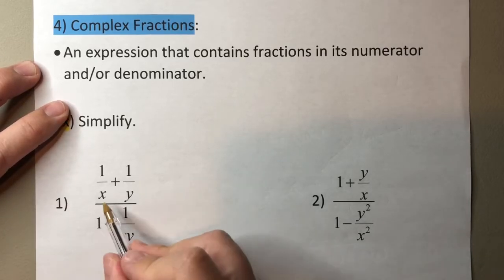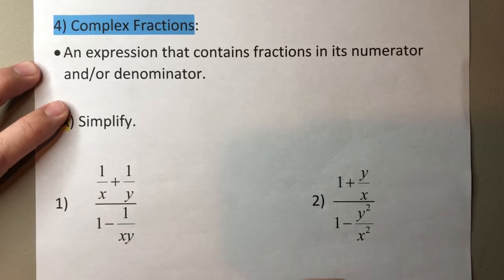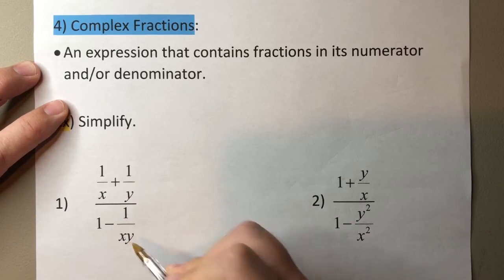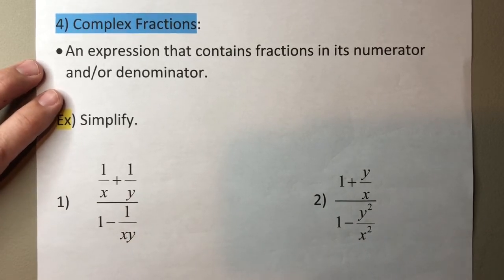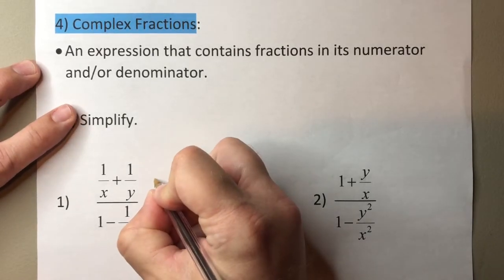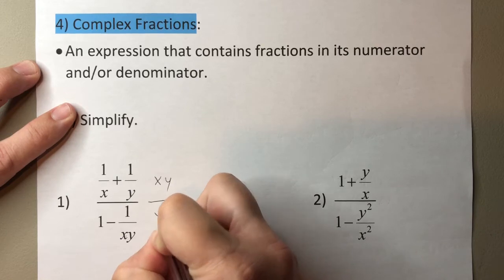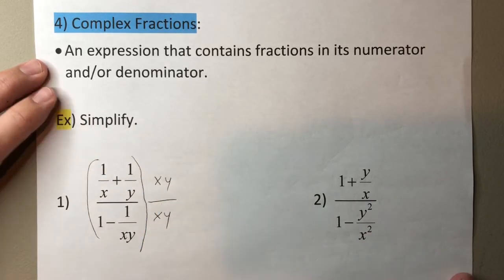So with that being said, x is just to the first here and here, so x is going to be part of the LCD. You have a y to the first and another y to the first understood, so that's also going to be a part of the LCD. So what I would do now at this point is multiply the top and the bottom of this large fraction by xy over xy.